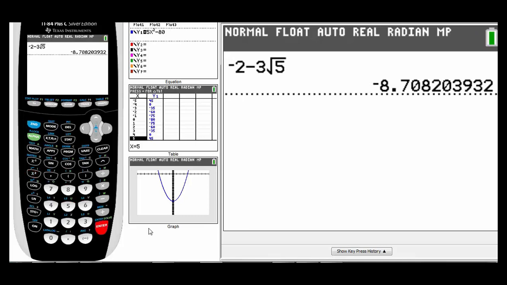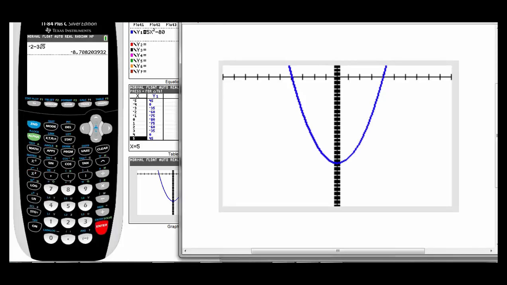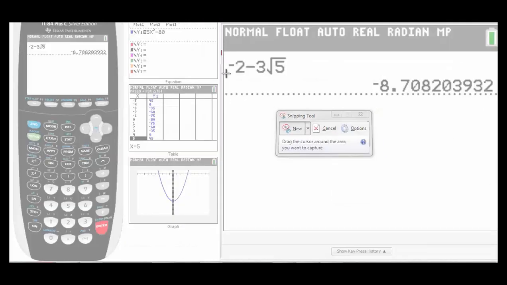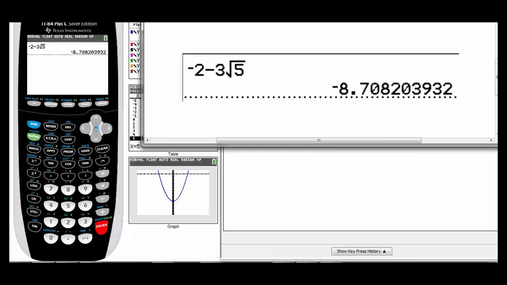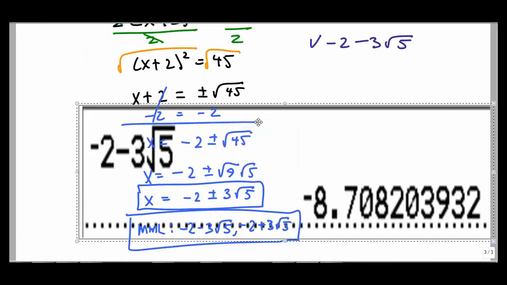Okay, and hit enter. So our calculator is telling us that this is a good decimal approximation for -2 minus 3 root 5 is -8.708, etc. I don't think we need it quite that big.